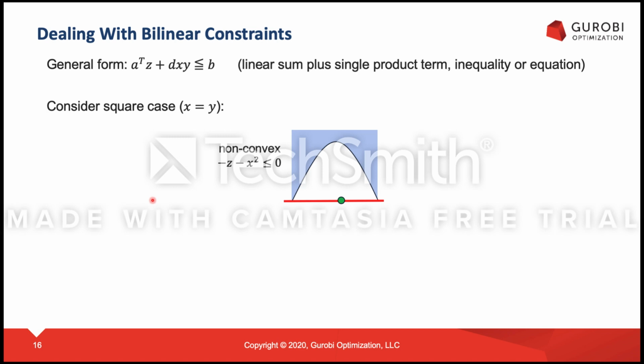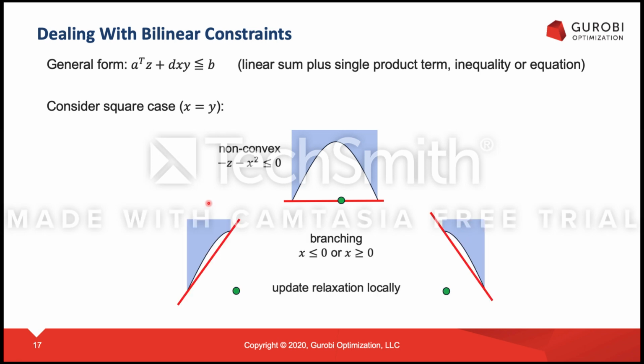In general, there is no linear hyperplane that we could add to the problem that cuts off the LP relaxation while at the same time leaving the feasible region of the constraint uncut. So this won't work. And now we go into a different technique.